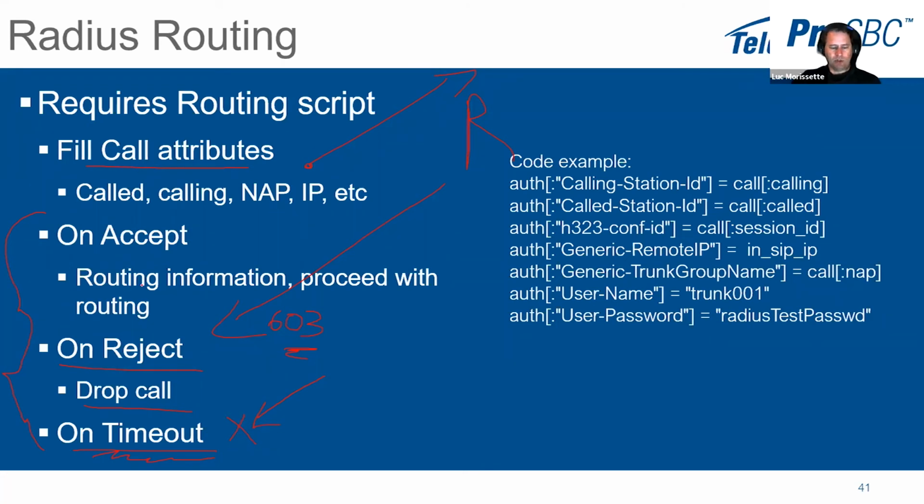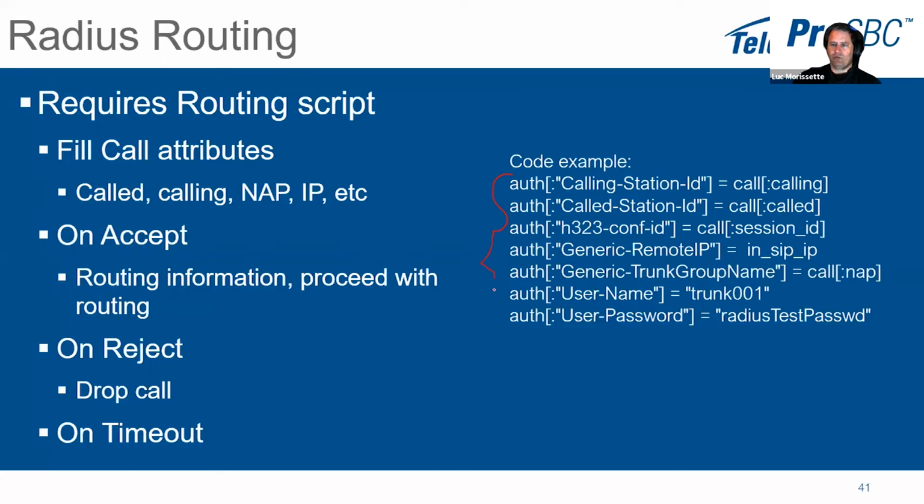And then normally what you do is you have on accept. That means the call is accepted, and in this response you will get routing information, and that means we usually proceed with the routing according to this routing information. Okay. So to fill the call attributes, one example is here.